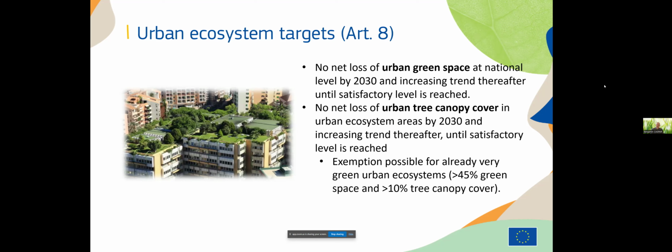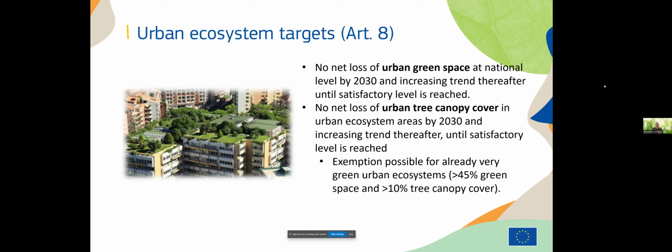So essentially, this is quite groundbreaking. It means in all cities and in all towns and suburbs, urban ecosystem areas will be defined by member states, and then they will have to measure and monitor the green space and trees in those to stop any loss, and in the future to increase towards a satisfactory level.